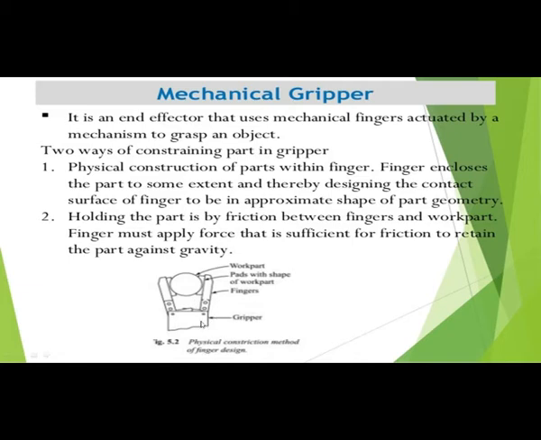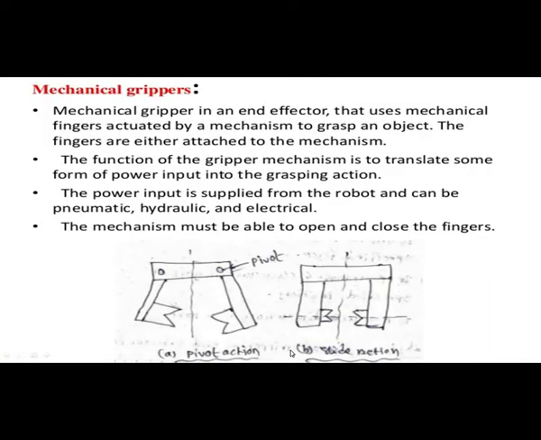This is the gripper. Here these are the fingers and these are the pads. This is the work part. So in this figure you observe the different parts and the physical construction of the mechanical gripper. The mechanical gripper is an end effector that uses mechanical fingers actuated by a mechanism to grasp an object. The fingers are either attached to the mechanism. The function of the gripper mechanism is to translate some power input into the grasping action.